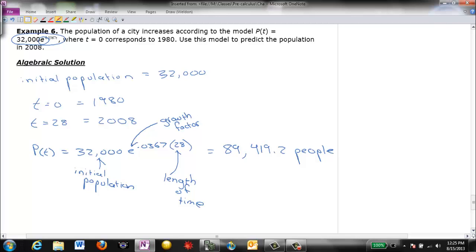Just another quick example, so you don't think that this only relates to compound interest. I wanted you to see a different type of problem where exponential growth is taking place, and that takes place in populations of cities, populations of animals, and things like that, which scientists spend a lot of time studying. That concludes our notes for this section. Thank you very much.